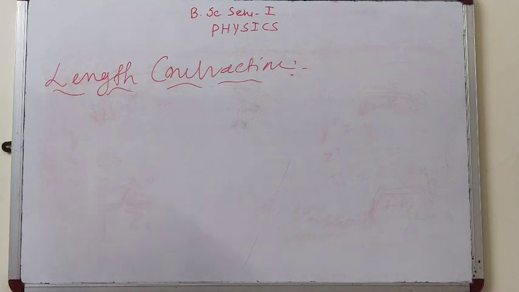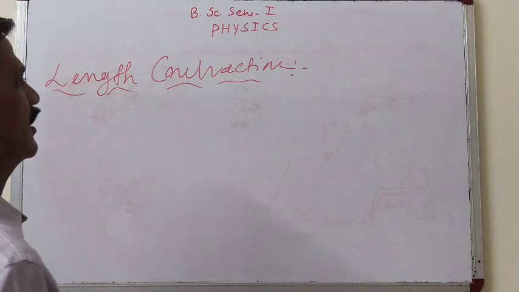But in the special theory of relativity, the length of a moving object is smaller as compared to the same object in rest condition. This is called length contraction. That means the length is contracted by multiplication of some factor, root of 1 minus v square by c square. The length changes with velocity. That is called length contraction.